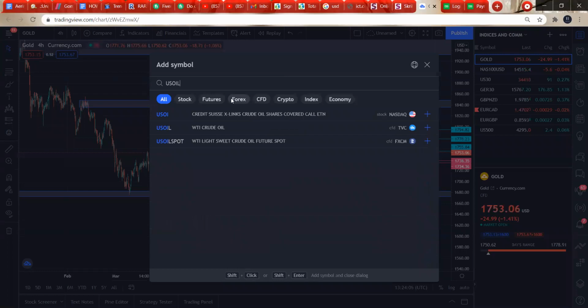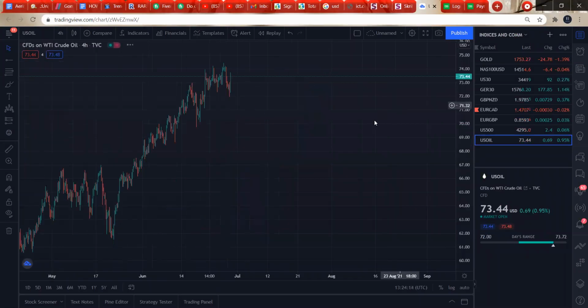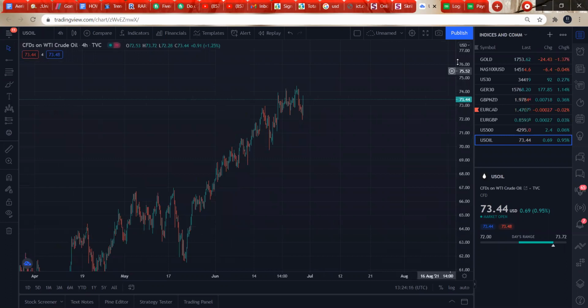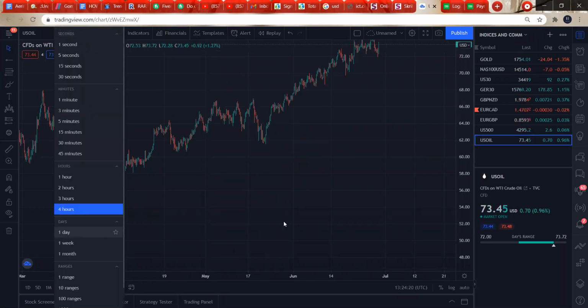US oil. This oil, man. It looks like it's getting ready for a nice movement also. Okay, so this is oil. Start on the daily.